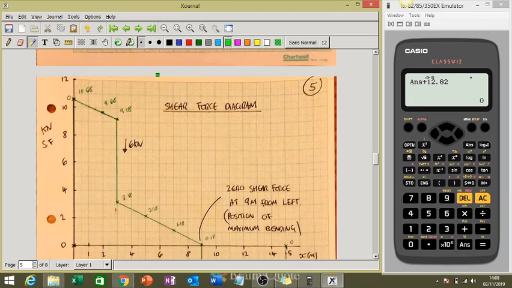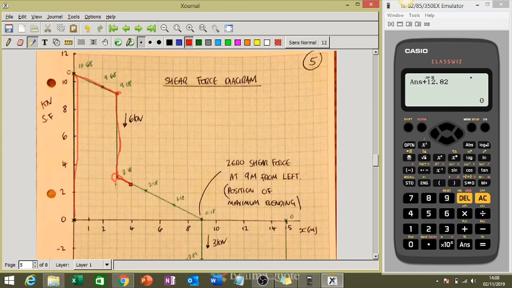Don't forget a UDL. So it starts off straight up. Right, that's the reaction, 10.68. Then the UDL kicks in, sloping line. Then the point load 6 newtons comes down. That's why you got 2 points. That point and that point. Don't go straight to that point. There's a point there, UDL sloping, 6 kicks in.